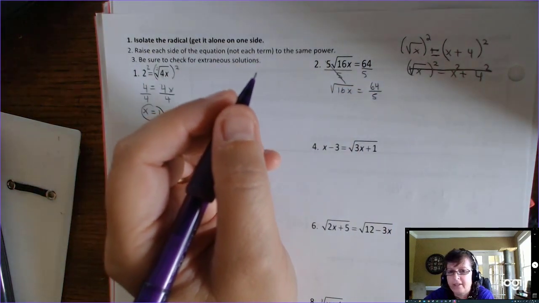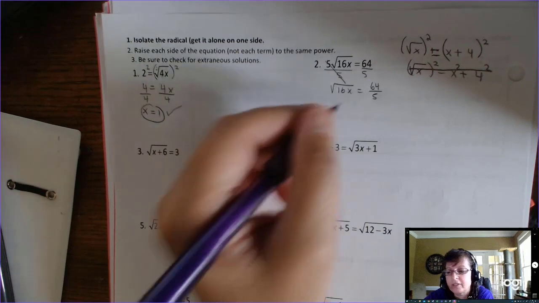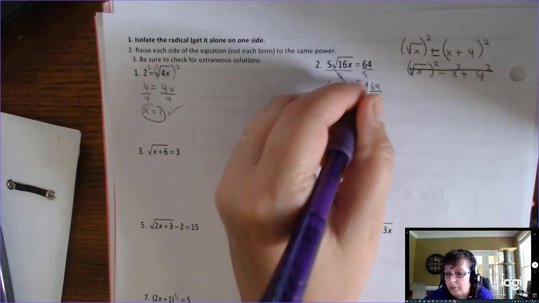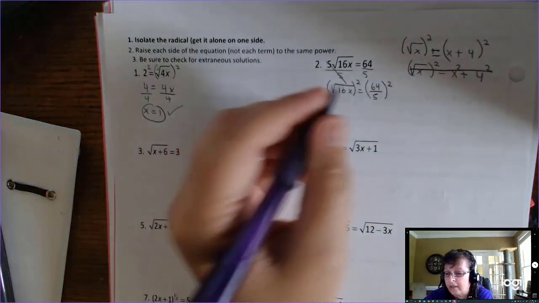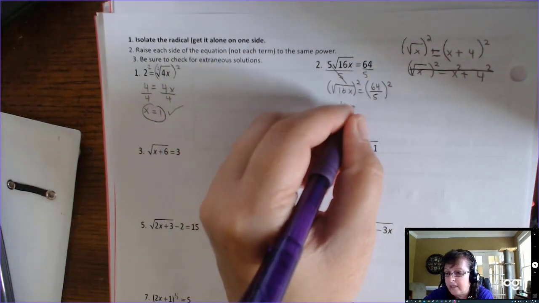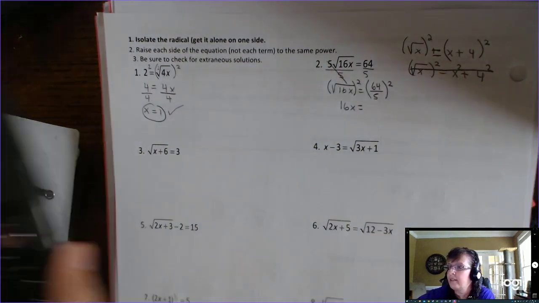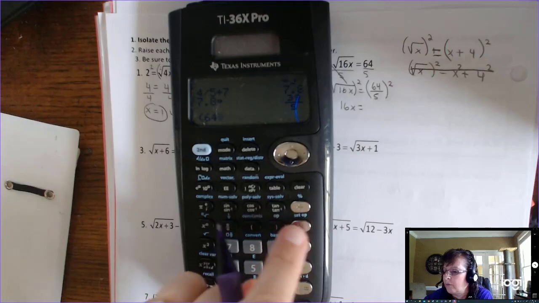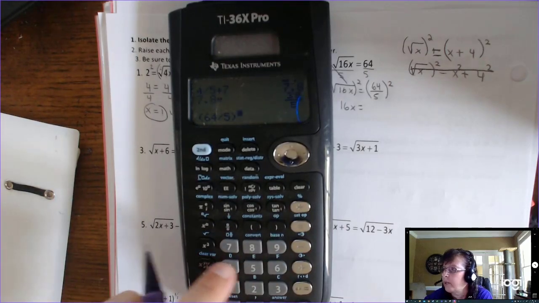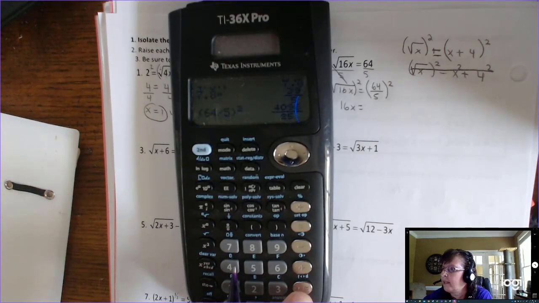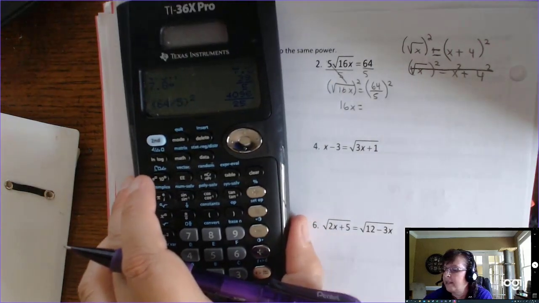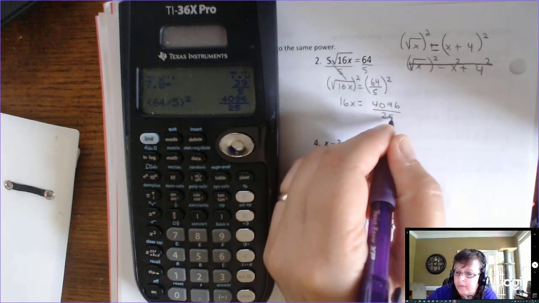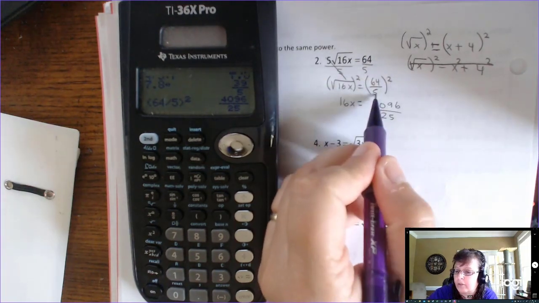Don't worry about that. The arithmetic we got a calculator for. So what's the algebra say do next? Right, we want to get rid of the square root, so we're going to square both sides. Okay, so that gives me 16x because the radical and the square cancel, and then we can use our calculator, parentheses 64 divided by 5 squared, and you get 4096 over 25. If you see that 64 squared, 5 squared.